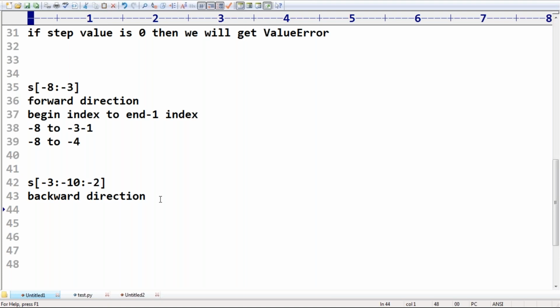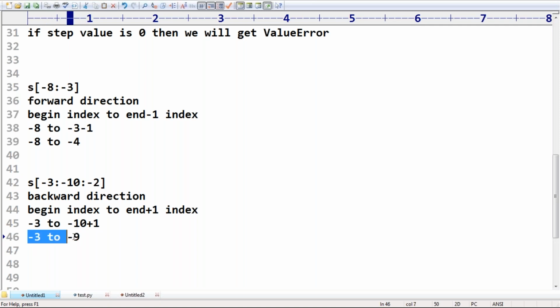In the backward direction, we have to consider from begin index to n+1 index. Begin means -3, to -10 + 1 means -3 to -9. So you require to consider -3 to -9, and every second character you have to consider.